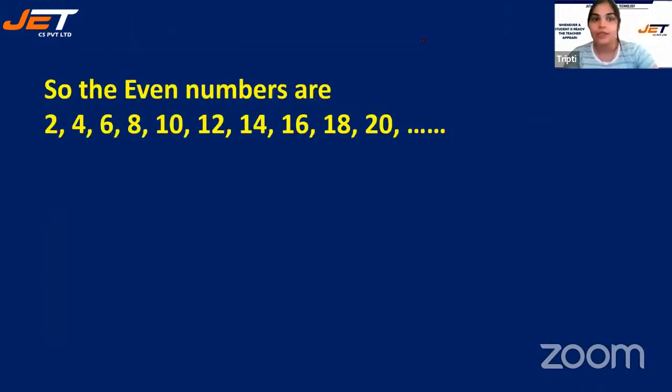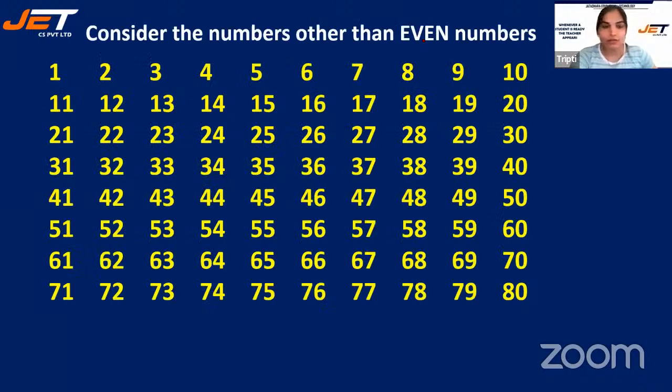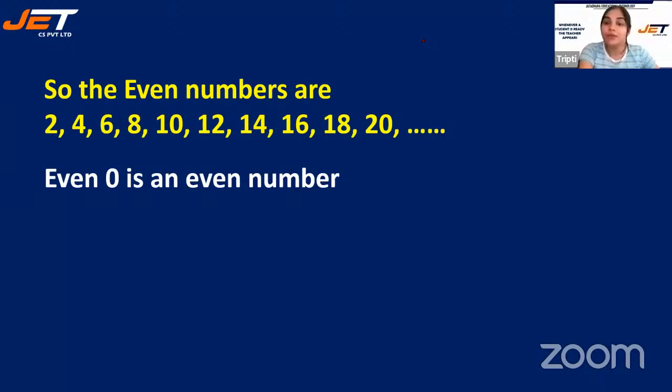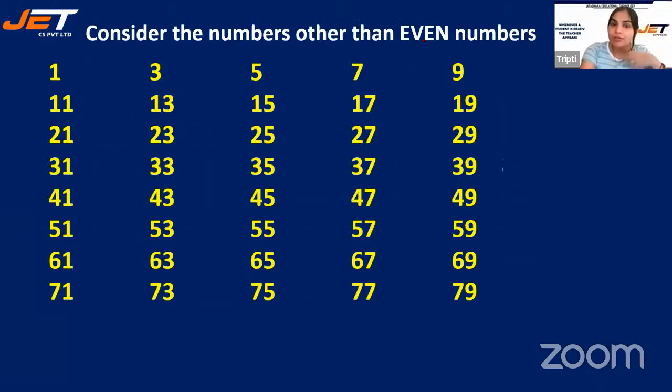Now, 0 is considered an even number. That's why I said the numbers that end with 0 are called even numbers. But the rest of the numbers, what to do with them? I have removed all the even numbers from here. What are the other numbers that are remaining, that are left over?